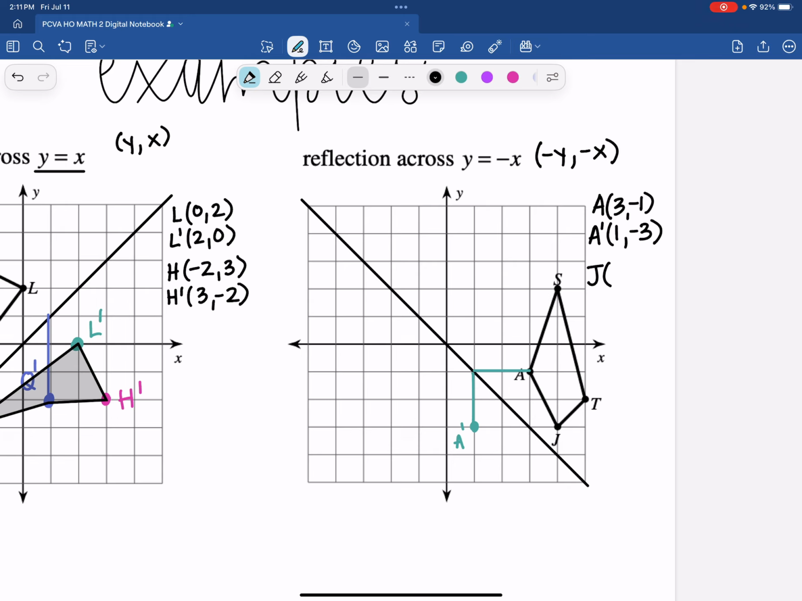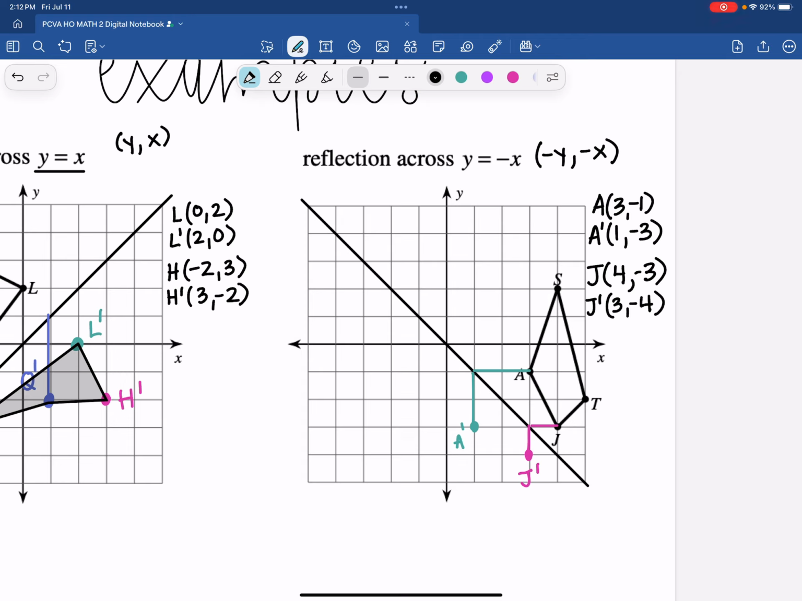So if we do J, J is located at +4, -3. So J prime is going to be located at +3, -4. So if I go to +3 and -4, there's going to be J prime. And again, 1 unit to the line horizontally, and then 1 line to J prime. All right, so I'm going to just keep doing the rules so you can see that completely.